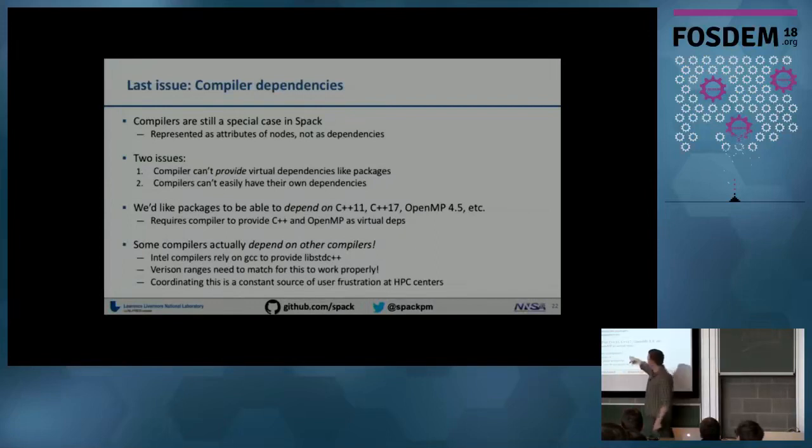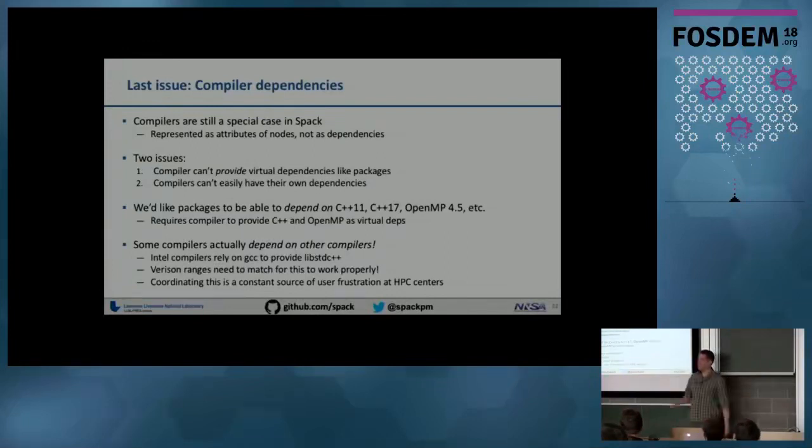Some compilers actually depend on other compilers. So if you run the Intel compiler, it depends on GCC because it relies on it for its libstdc++. And so there's the nastiest version synchronization problem that you've ever seen when you try to build with new versions of the Intel compiler on systems where the standard C++ library is very old. And so you have to tell it to use a newer GCC than the system GCC, and you have to remember to rpath that in so that when you actually run the binary, it finds the right libstdc++.